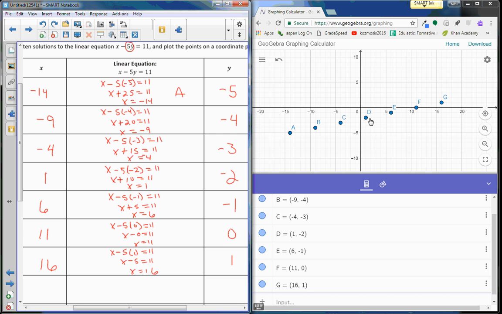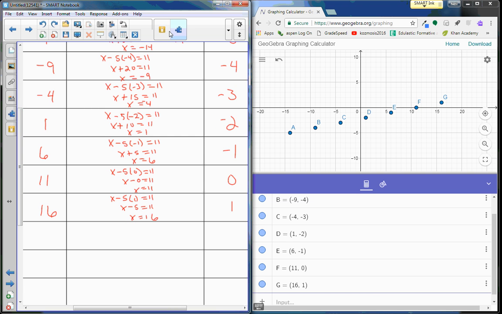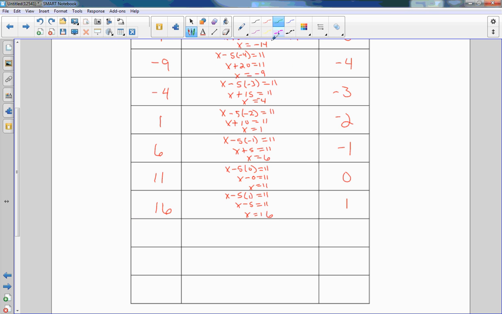Now I'm going to pick a value in between. Let's pick a value between 1 and 6. Actually, it's on the y, so let's pick a value between negative 1 and negative 2. I'll do that in green. How about negative 1.5? Actually that's my y, so I'm going to move that over here. Negative 1.5.